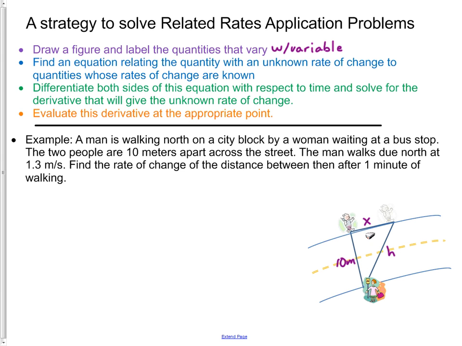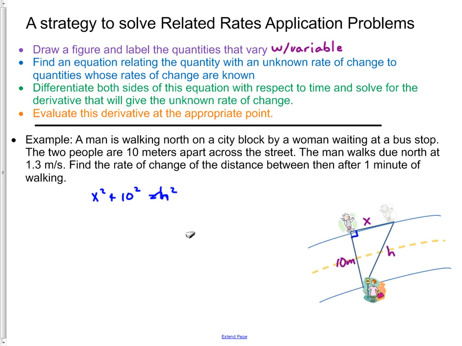He's getting further away. So the next thing is we want to find an equation that relates the quantity with an unknown rate of change to the quantities whose rates of change are known. Okay, so what do we know? Well, we might note that this is in fact a right triangle situation, and in a right triangle like this, of course, our Pythagorean theorem applies. And we could say that a relationship between x and h applies, right? So we could say that x squared plus 10 squared, those are the two legs of our right triangle, would be equal to h squared. So that is our relationship.